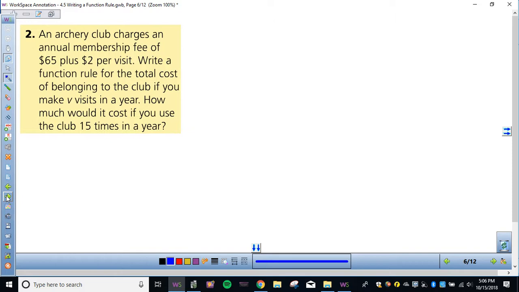Write a function rule for the total cost of belonging to the club if you make V visits in a year. How much would it cost if you use the club 15 times in a year? So that 15 is what we're going to plug in at the very end. But let's write the equation. Again, we have that word per or each. So one-time membership fee of $65. They want us to use V for visits.